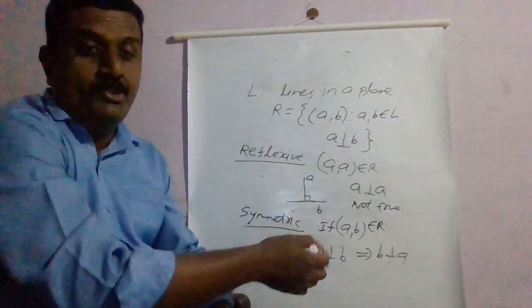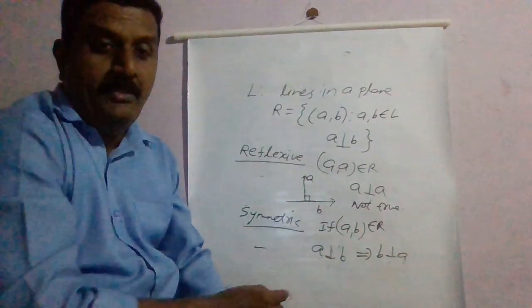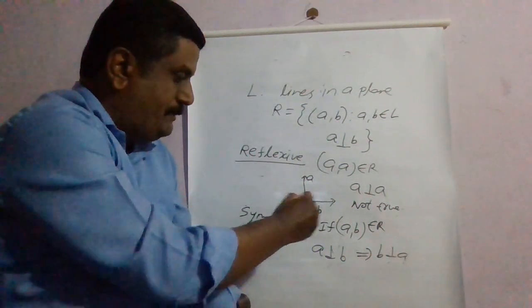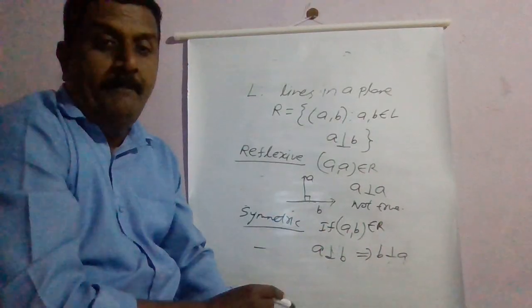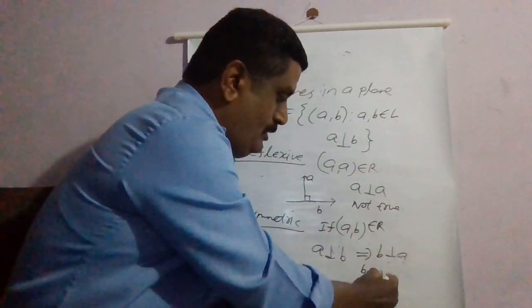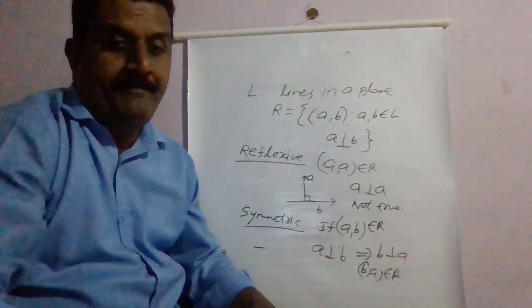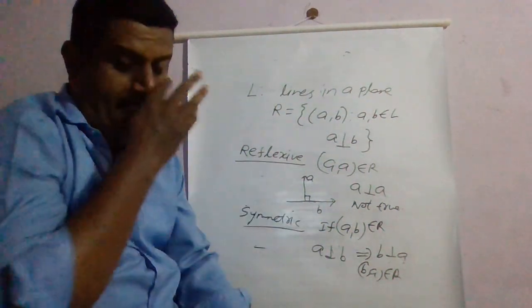Otherwise also it is true, because here you can see that this is a line A, this is a line B. Two lines are given. So A is perpendicular to B means B is also perpendicular to A, and we can say that (B, A) belongs to R. So the relation R is symmetric.